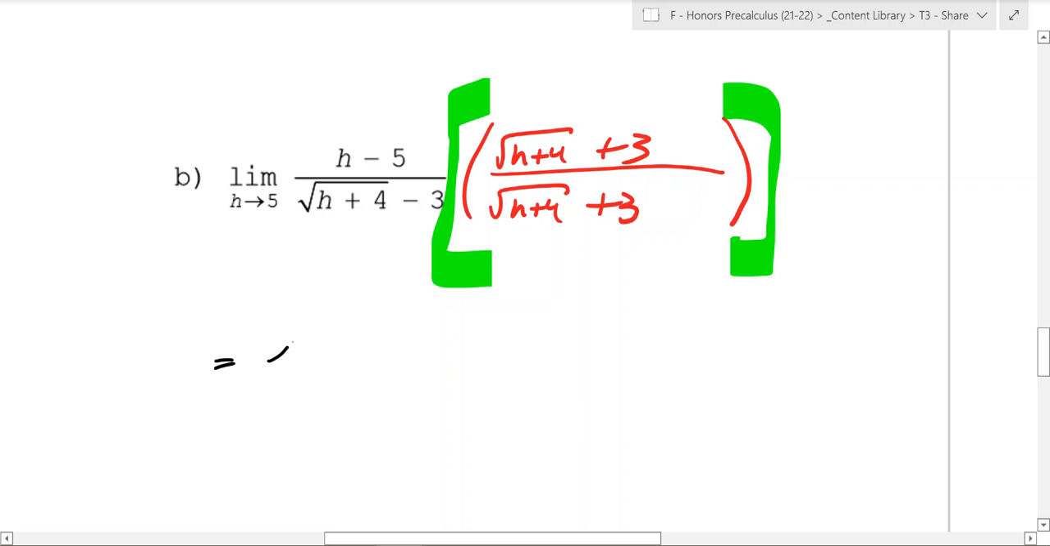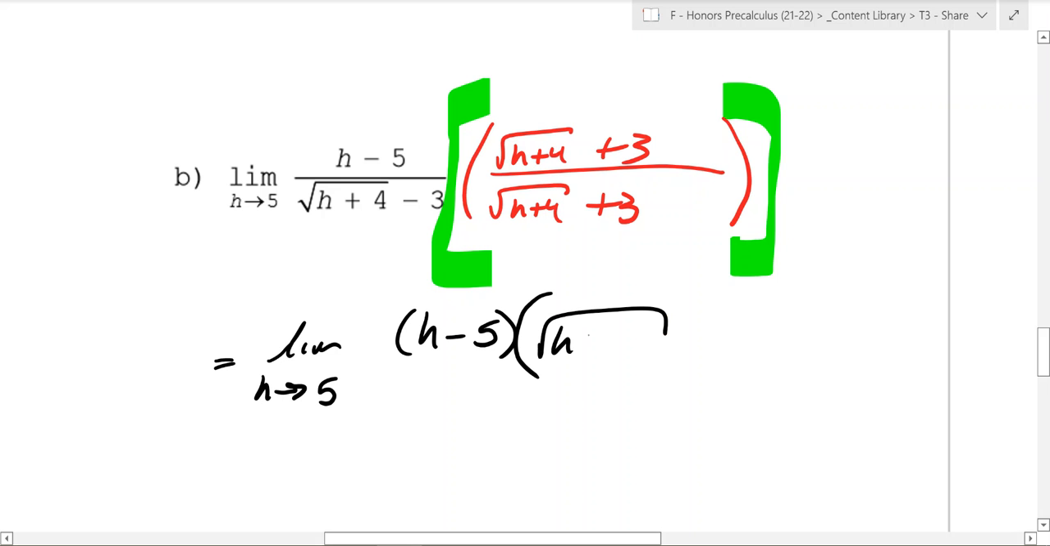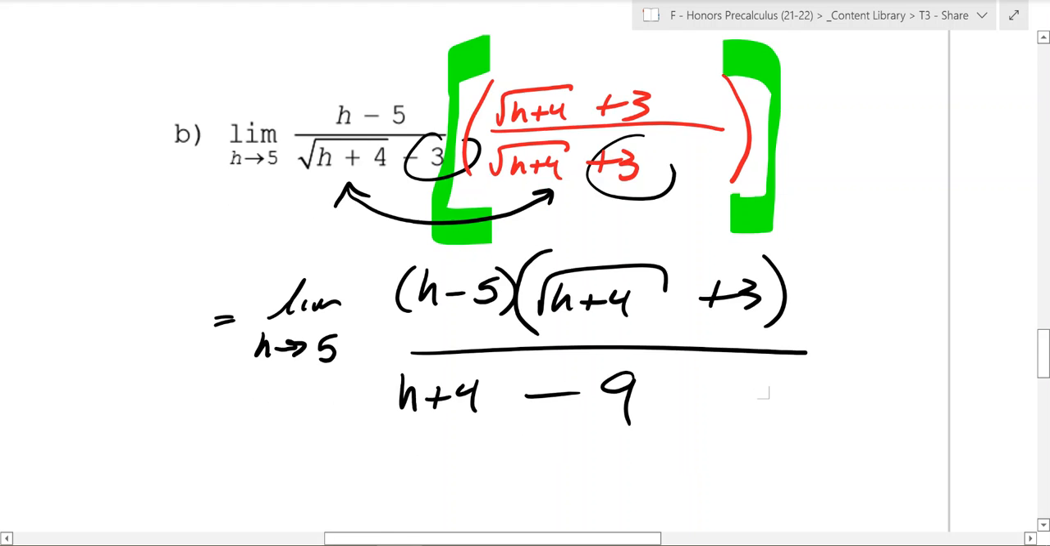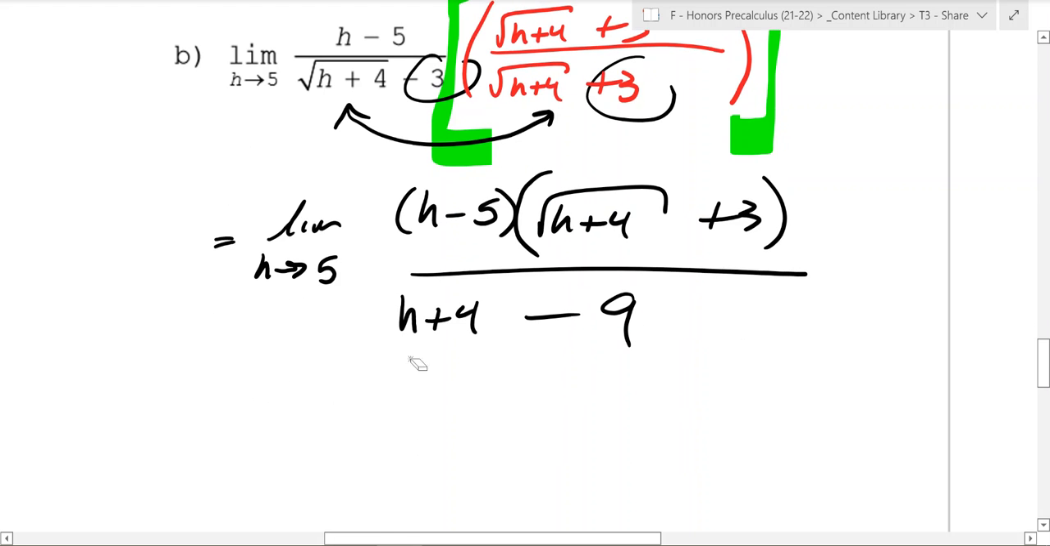So what we end up with here is the limit as h goes to 5. Remember, keep the numerator the same, so it's h minus 5, and then it's the square root of h plus 4 plus 3. But when you multiply out the bottom, the square root of h plus 4 times the square root of h plus 4 is this, but then you get 3 times that and then negative 3 times that, so they cancel, leaving you with just this. The middle terms cancel, and when you simplify, this denominator turns into h minus 5. And then you end up canceling this and this.